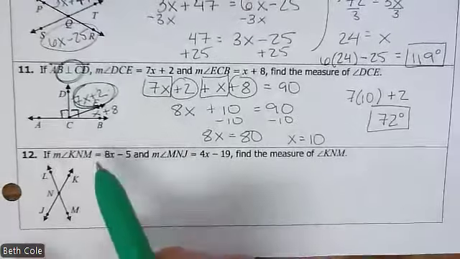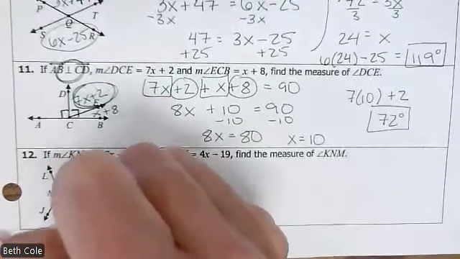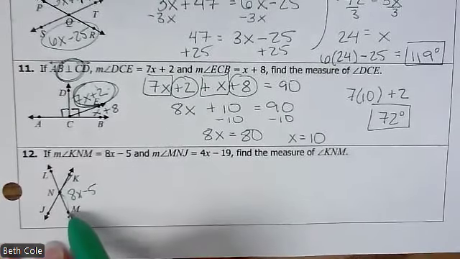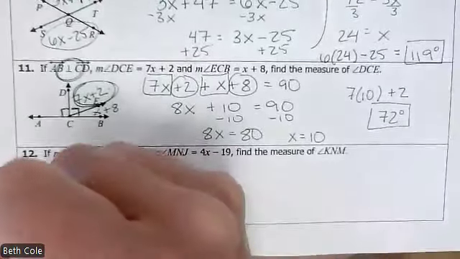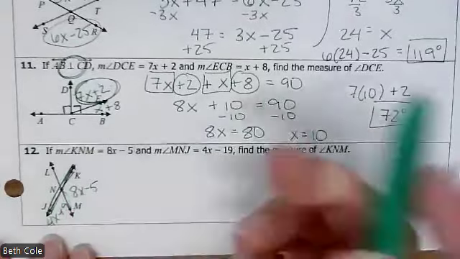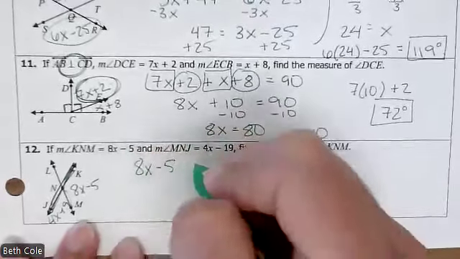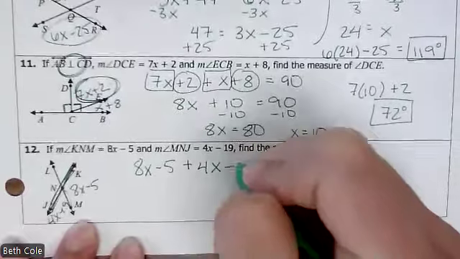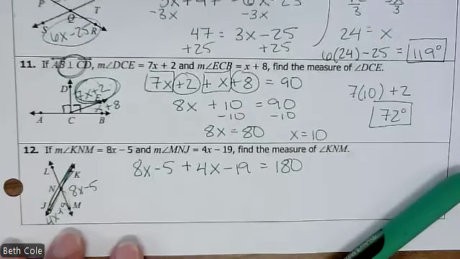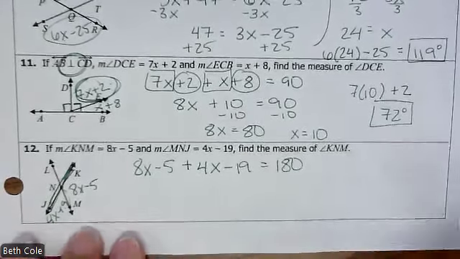No. Right. KNM, so look at KNM, this one, is 8x minus 5. So this one right here. And then MNJ, so you have to be really careful what you're reading. MNJ is this one right here. That's 4x minus 19. So those make a straight line. That means they are worth how much? 180. So you're going to take 8x minus 5 plus the other one equals 180. Again, everything in geometry is either congruent, it equals 90, or it equals 180. Those are kind of like your only options. When you get to circles, there's a 360 in there, but basically you're going to be okay.